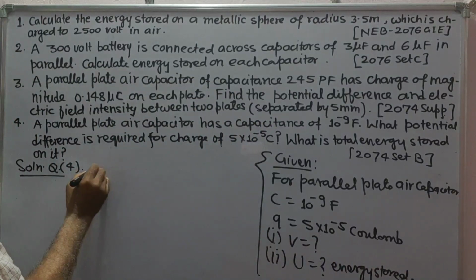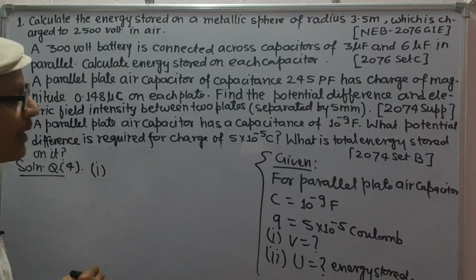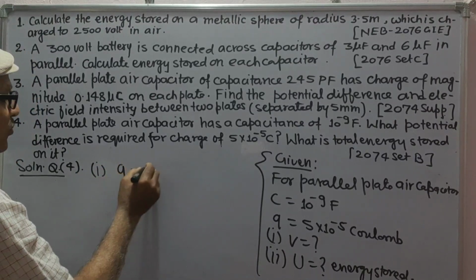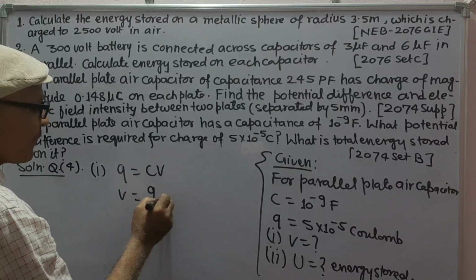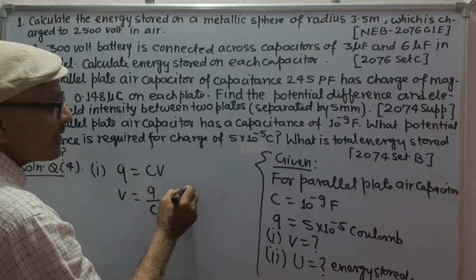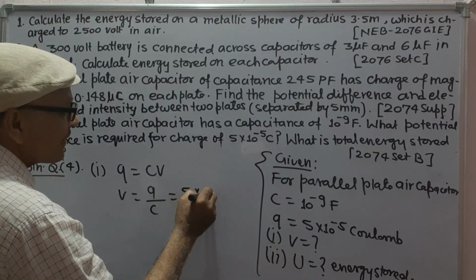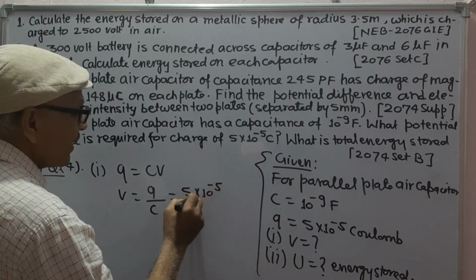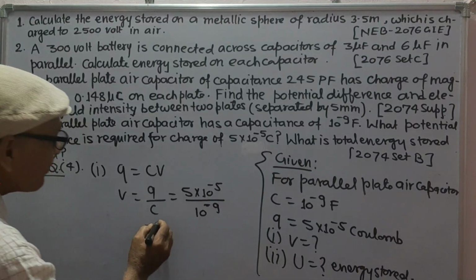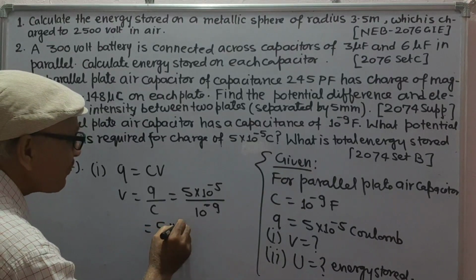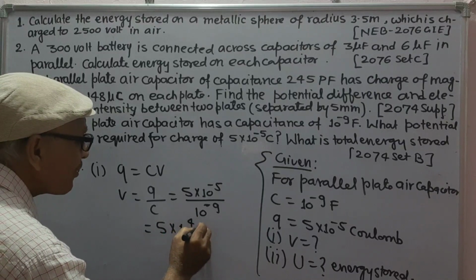Now first, Q is equal to CV gives V is equal to Q by C. Q is given to be 5 into 10 to minus 5 and C is 10 to minus 9. So V is 5 into 10 to power 4 volts.